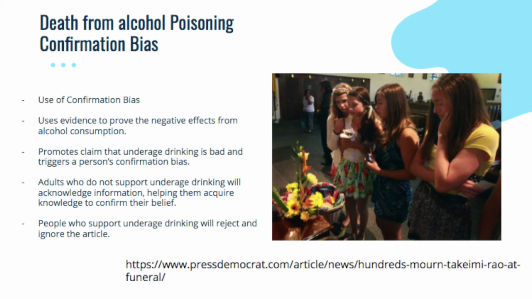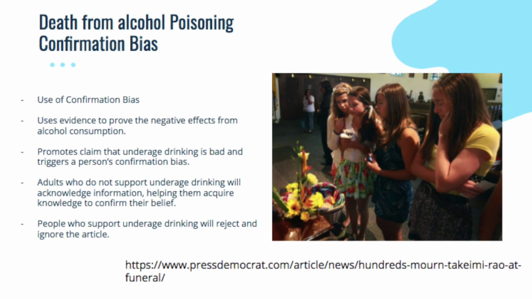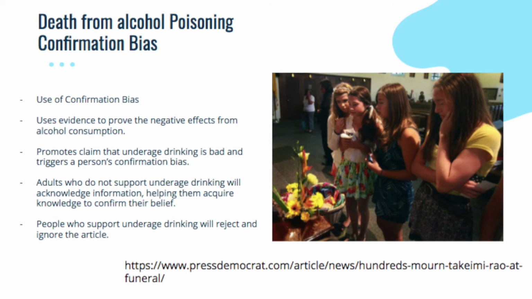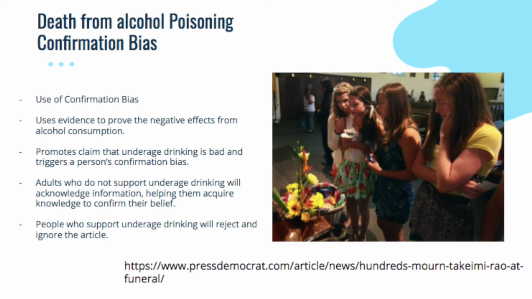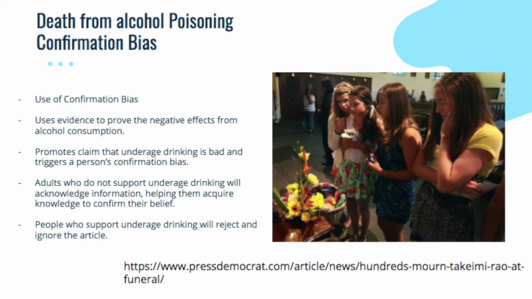So the article about the alcohol poisoning death of an underage teenage girl uses confirmation bias. It uses evidence to prove the negative effects of alcohol consumption from children to even adults. So it just further proves the idea, and it gives evidence about how bad alcohol can be for human beings. It promotes the claim that underage drinking is bad and triggers a person's confirmation bias.